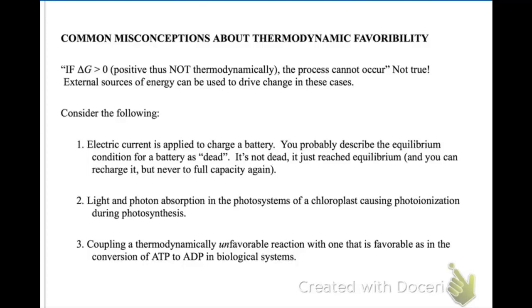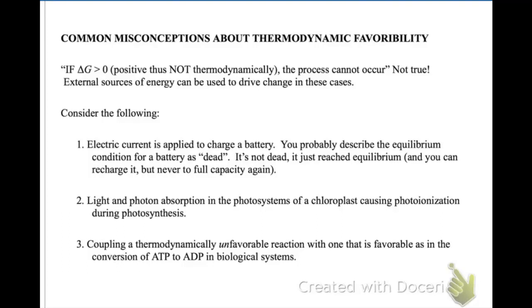Okay? So now consider the following. Number 1, an electrical current is applied to charge a battery. This would be the case if you had a dead battery in your car and needed a charge. You probably describe the equilibrium condition for a battery as dead. It's not dead, it's just at equilibrium. Okay, so delta G is 0. You can recharge it. Okay.